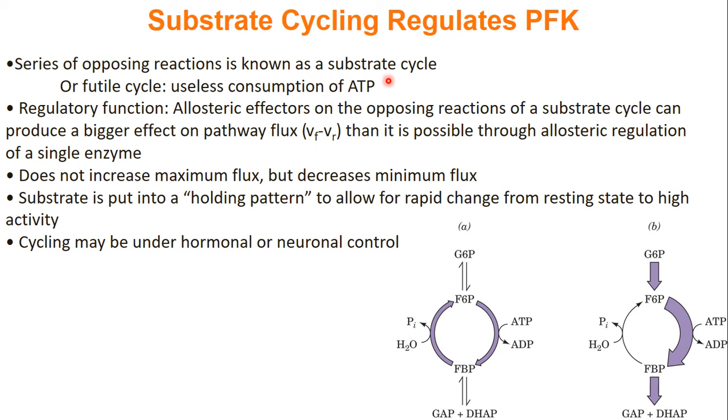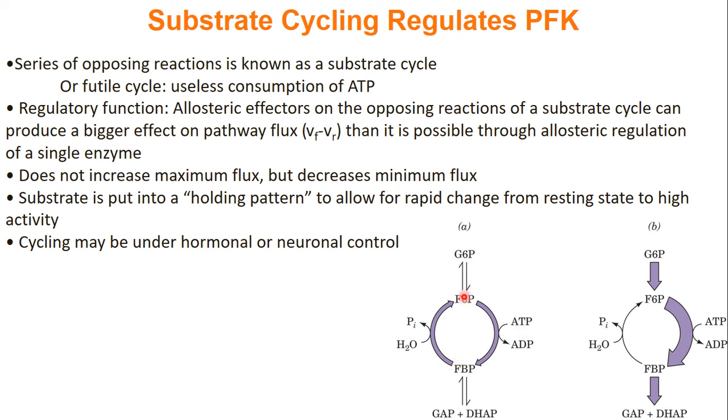There is a regulatory function for this though. You can affect this reverse reaction and speed it up or slow it down. And you are producing a big effect on flux if you do that, more than if you just sped up or slowed down one pathway. In reality, you're not changing the maximum flux, right? So just imagine that this reverse pathway wasn't here. You could speed up this pathway and you could reach a maximum. It doesn't matter if this one's here. You're just going to reach a maximum no matter what. The important thing is that you're decreasing the minimum flux.